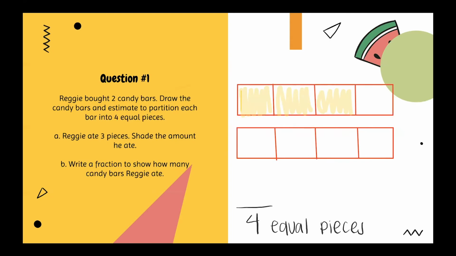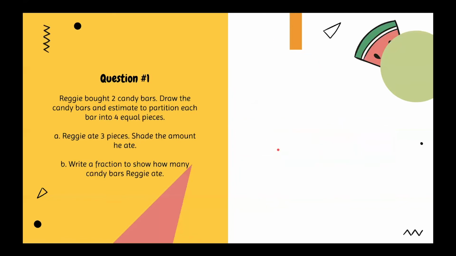The number on top is the amount of pieces we shaded, and we can see that here we have 1, 2, 3. We have 3 pieces shaded. So the fraction of how many candy bars Reggie ate is 3/4. Okay, I'm going to clear this. Here's question 2. It's very similar. Reggie, on the next day, he bought 3 candy bars now. So I'm going to draw those 3.